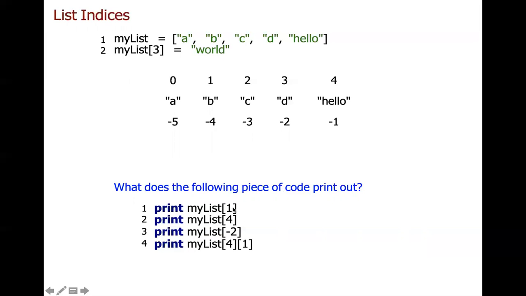If I say my list 1, it's going to go to B. My list 4 will print hello. You can also access from the backwards. -1 is the last element, so it goes from right to left. And my list -2 will be D. Here is the interesting one, my list 4, and then another square brackets. My list 4 will return what? Hello.